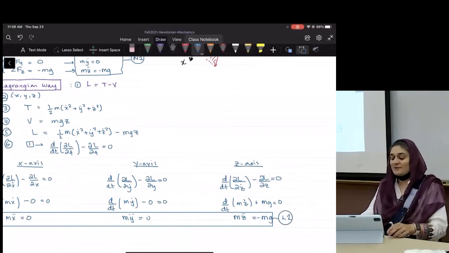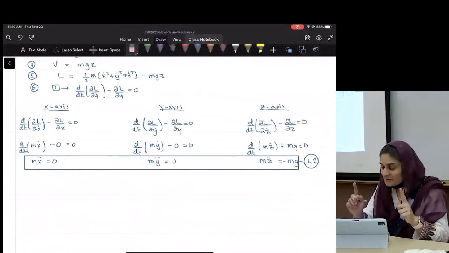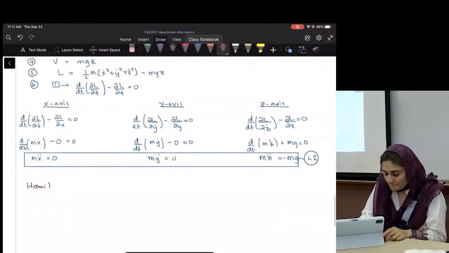Now let's do it the Hamiltonian way. Are we ready? Okay, good. Ooh, this is exciting. This is gonna be fun. Take out your steps. Make sure I follow those steps.